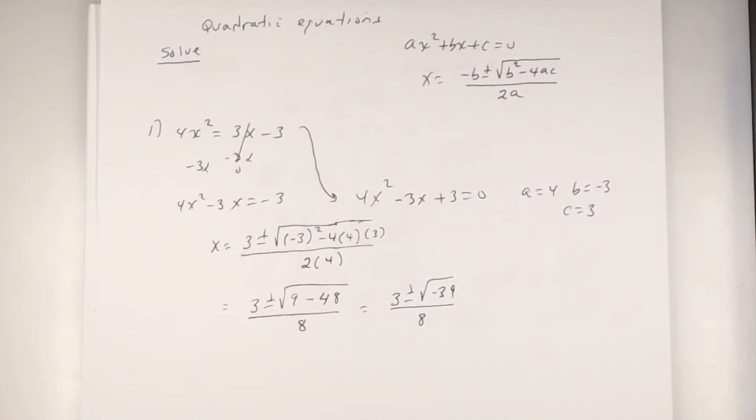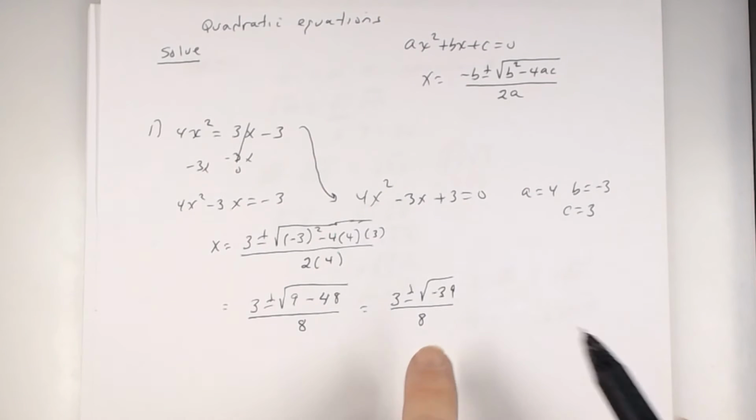But here, my solution is not a real number. What kind of solution am I going to get? Imaginary. Because the square root of a negative 39, you're going to get that i. So let's talk about the square root of a negative 39.